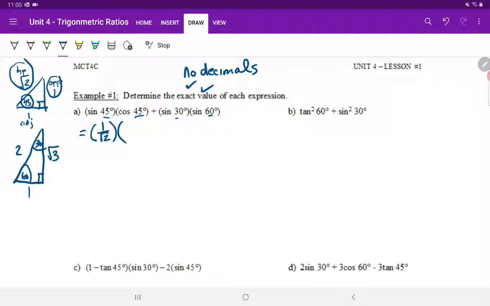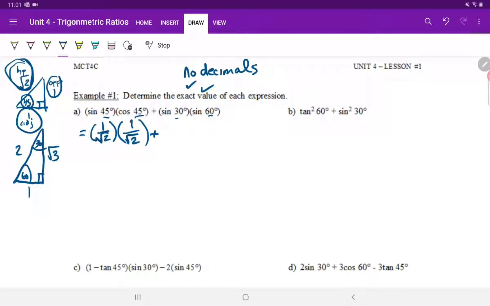Okay? So they're equal to each other. Sine 45 is the same as 1 divided by square root 2. But with 1 divided by square root 2, we keep everything as exact values as a ratio. Cos 45 is adjacent over hypotenuse, also 1 divided by the square root of 2.